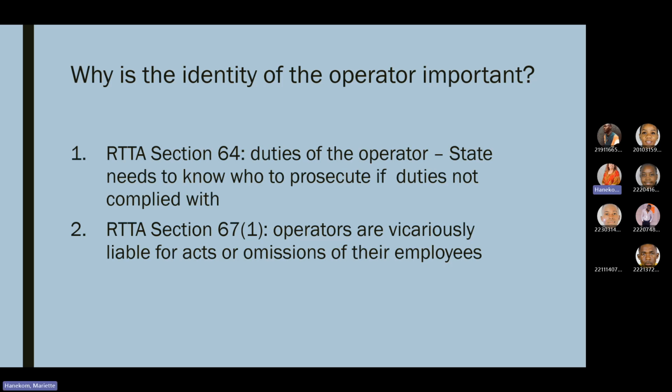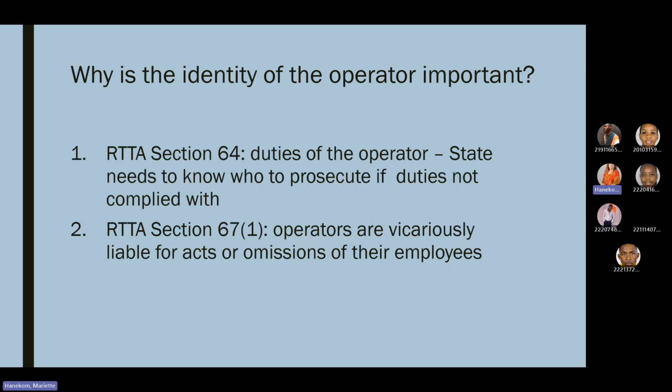In addition to their own duties, Section 67, subsection 1, don't need to remember the subsections, also provides that operators are vicariously liable for acts or omissions of their employees. Now, the term vicariously liable is a common legal term which provides that in some instances in our law, the employer can be held liable for the wrongdoing of the employee.